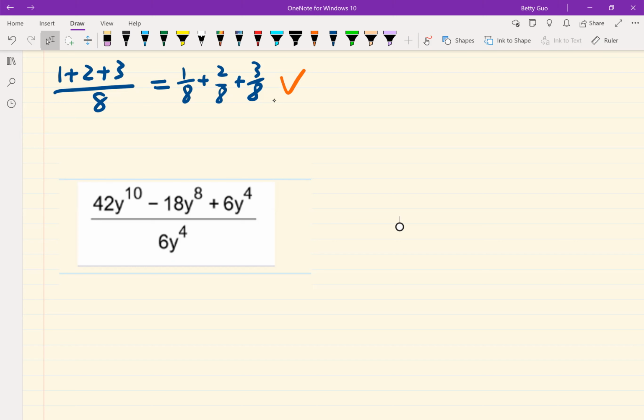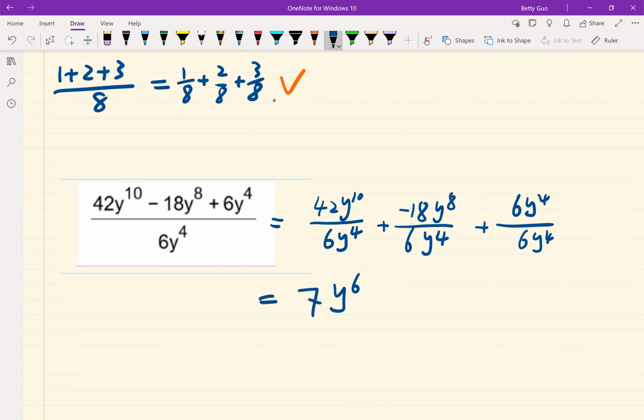Okay, let's see how we process this problem. Numerator, 3 terms, right? Term 1, 42y to the power of 10 over 6y to the power of 4, plus term 2 in the numerator, negative 18y to the power of 8th over 6y to the power of 4th. Term 3 in the numerator, 6y to the power of 4th over 6y to the power of 4th. Simplify. 42 divided by 6, 7. Y to the power of 10 over y to the power of 4. 10 minus 4, 6. So we have y to the power of 6.